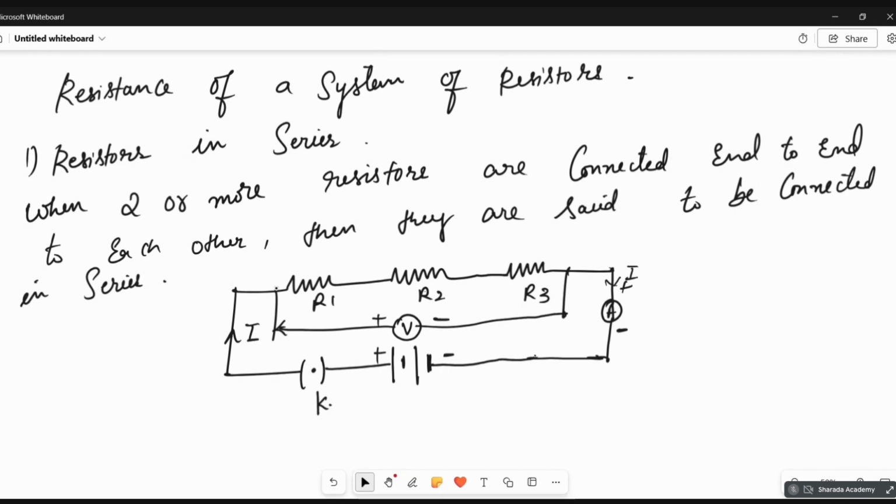So there are three resistors here. The way they are connected, we call it resistors connected in series. Okay. How they are connected, we call that resistors connected in series.